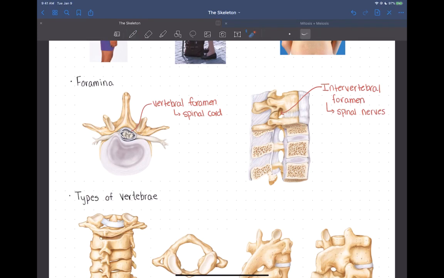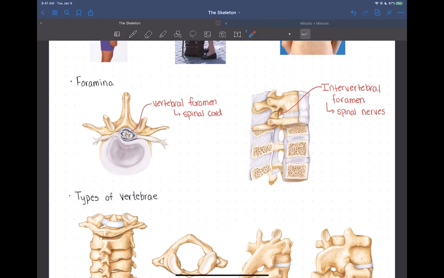Okay, and so you can actually see that here, right? So we have the spinal cord. This would be a spinal nerve here, right? And another one here, leaving through that intervertebral foramen. Okay, so those are two really important foramen for the spinal column, right? The vertebral column, the vertebrae.